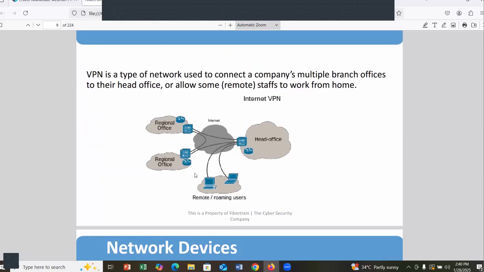So here is a diagram of what VPNs look like when we have a head office and different branch offices. Anytime you are connecting them to the head office and you are connecting your remote workers to the head office, there must be a VPN that you will implement so that everything they are doing will be encrypted.